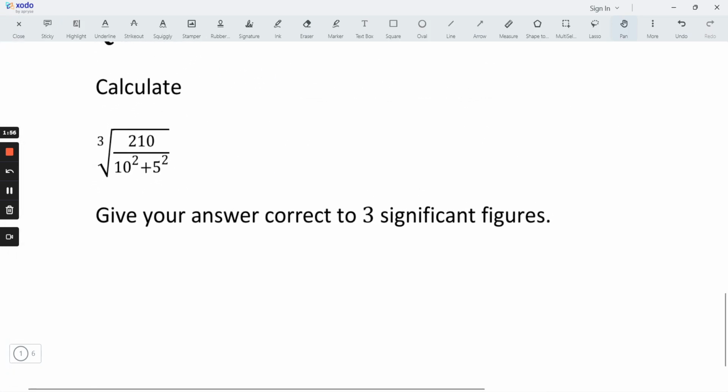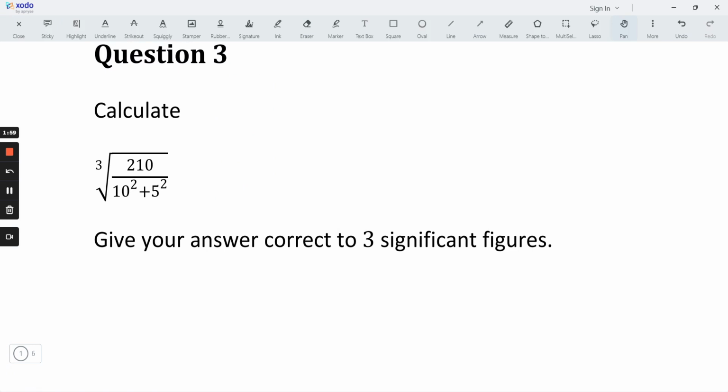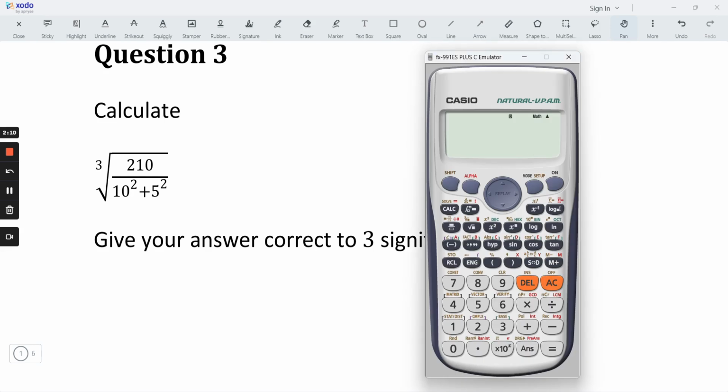Question 3. Calculate the third root of 210 divided by 10 to the power of 2 plus 5 to the power of 2. Give your answer correct to three significant figures. Okay, now here shift, third root fraction, 210 divided by 10 to the power of 2 plus 5 to the power of 2, equal. This is our answer here.